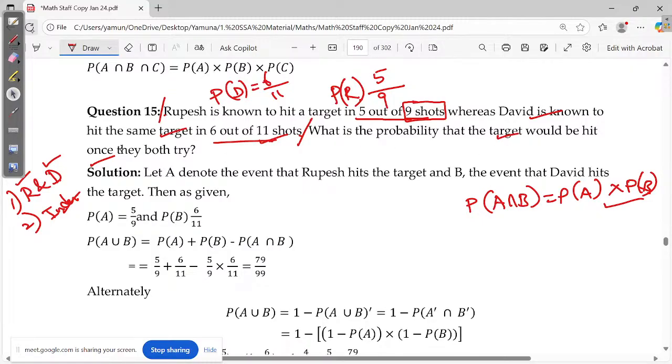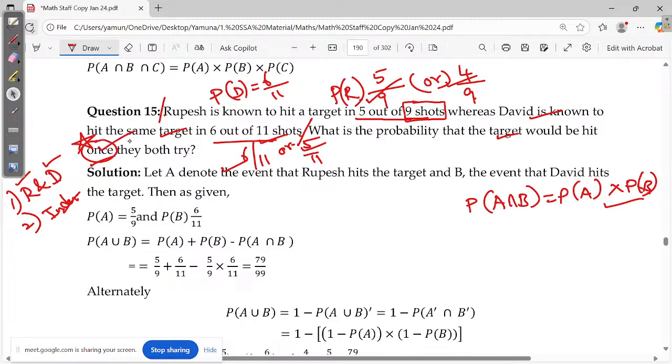Please make a note of the question: what is the probability that the target would be hit once they both try? Please highlight: once they both try. When I talk about 5 by 9, obviously we are talking about 4 by 9 also. Rupesh hits with 5 by 9 and misses with 4 by 9. Likewise, when I talk about 6 by 11 for David, I am simultaneously talking about 5 by 11, which is he will not hit.